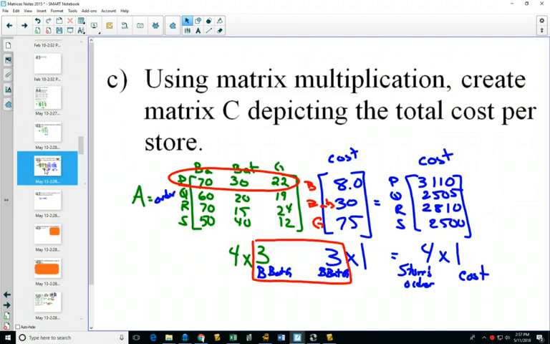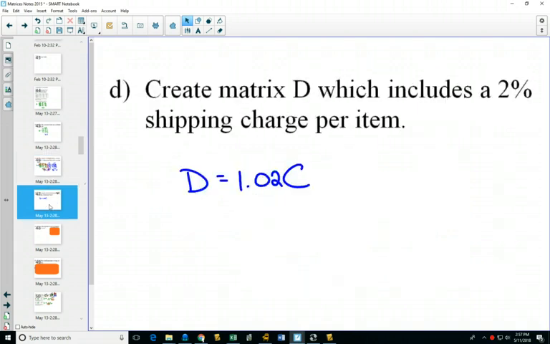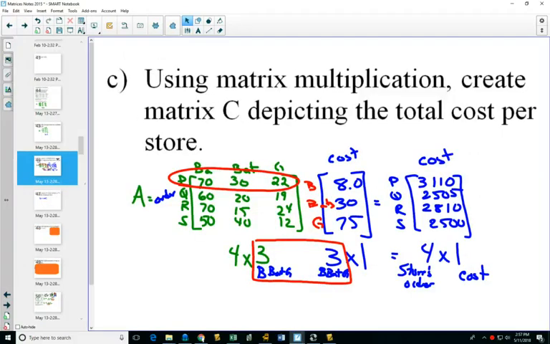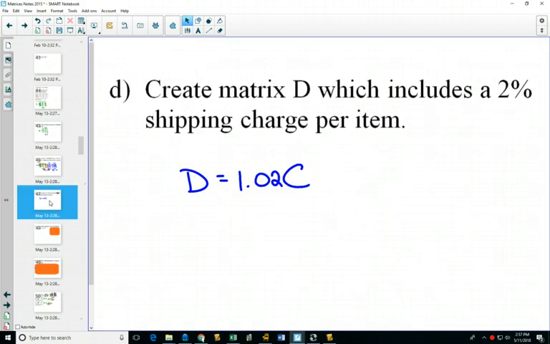So we'll try that for the next one for you guys. And then I can just take C and multiply it by 1.02, and this is a scalar multiplication. That will take all of these answers in C and add 2%. Is everybody okay with this idea of adding 2% by multiplying by 1.02? If you had 13%, you'd multiply by 1.13.